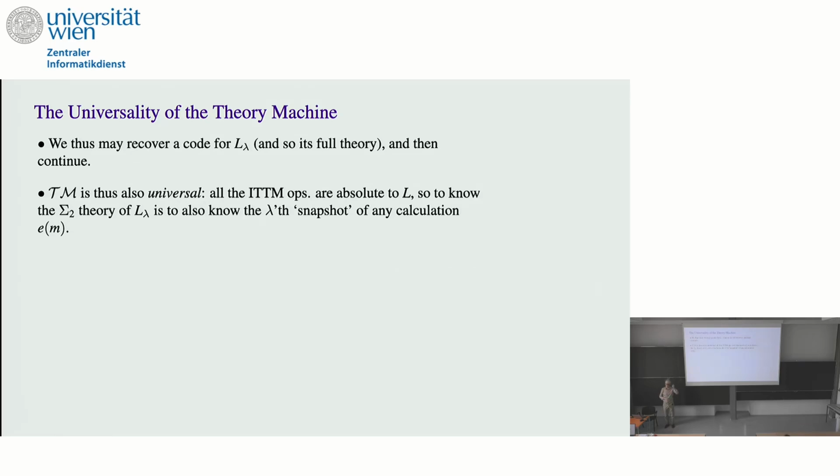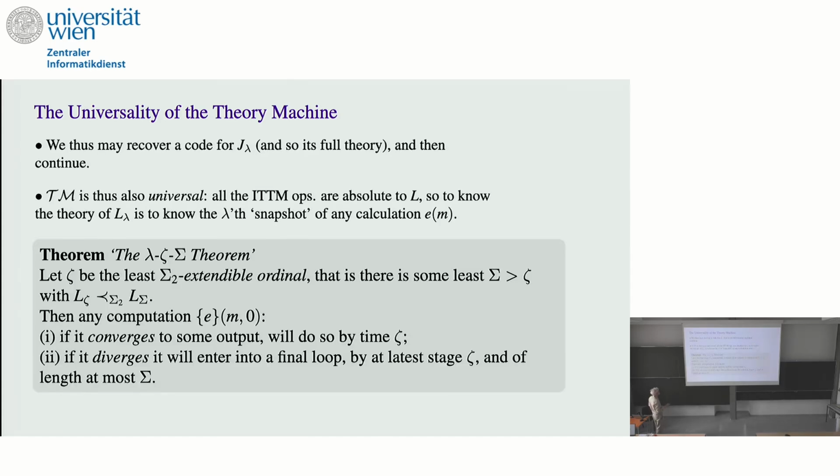So actually, if you know the codes for the theories of L, if you know the codes for the levels of L and their theories, you know about all the computations that are going on in L as well. It's just part of that theory. So it's a universal program. And this is, as Sai introduced in his talk, the notion of sigma 2 stability.